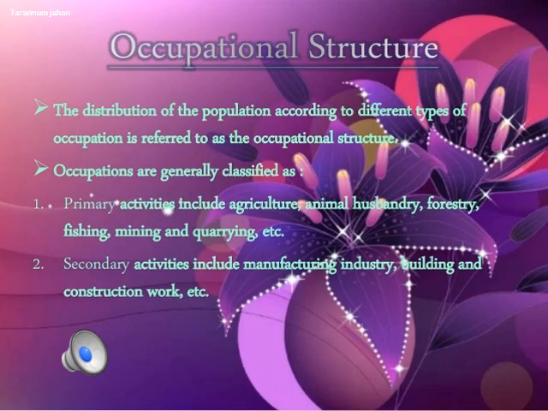Occupational structure. The distribution of the population according to the different types of occupation is referred to as the occupational structure. Occupations are generally classified into three categories, that is primary activities, secondary activities and tertiary activities. Primary activities are related to land. It includes agriculture, animal husbandry, forestry, fishing, mining, quarrying, etc.